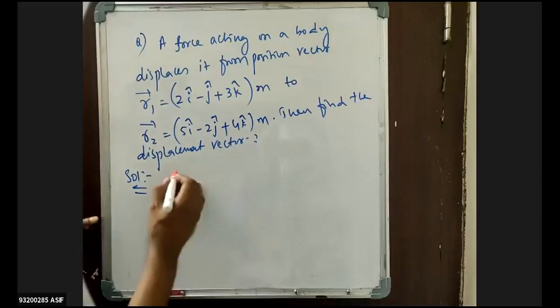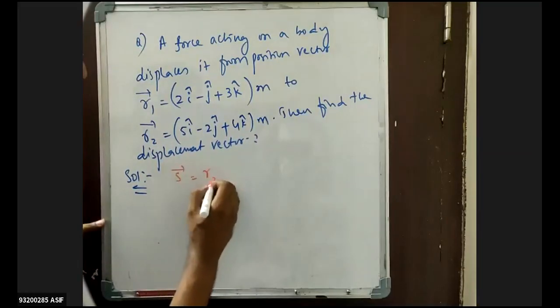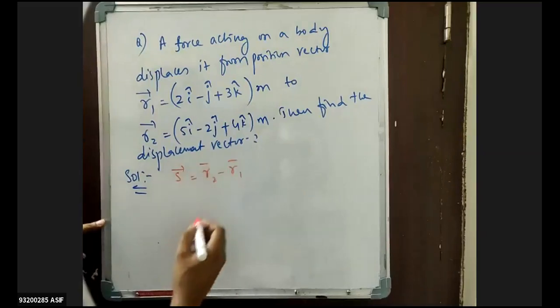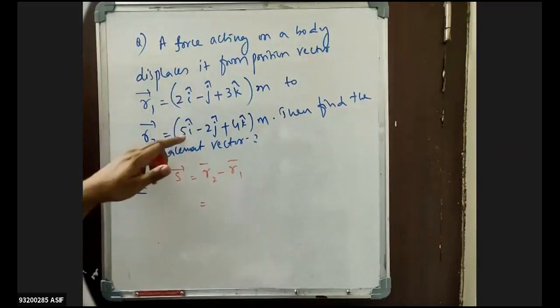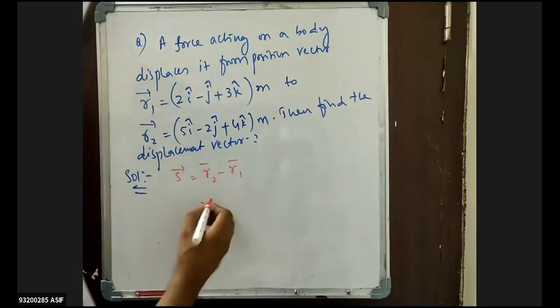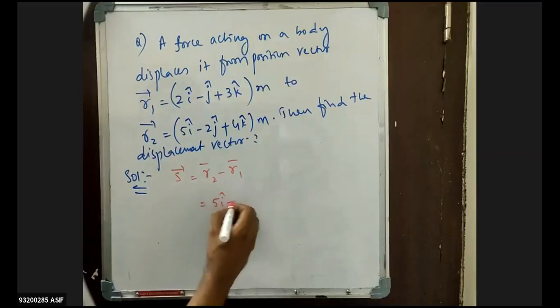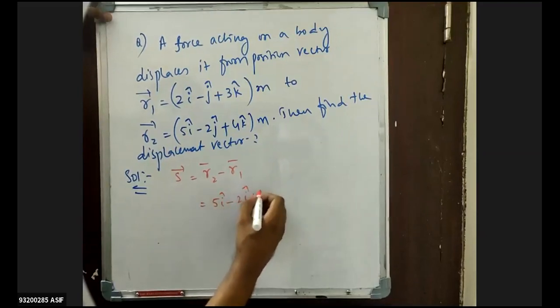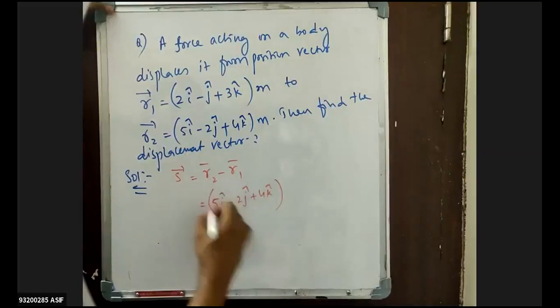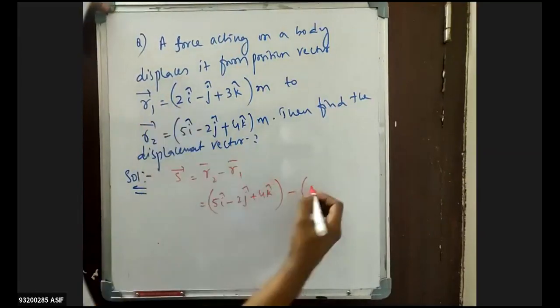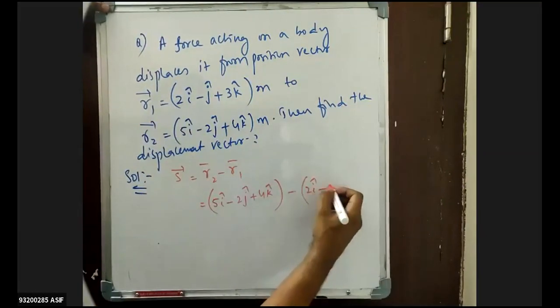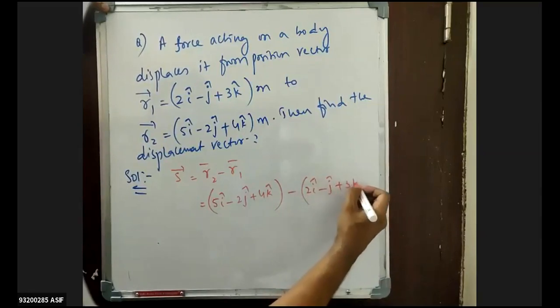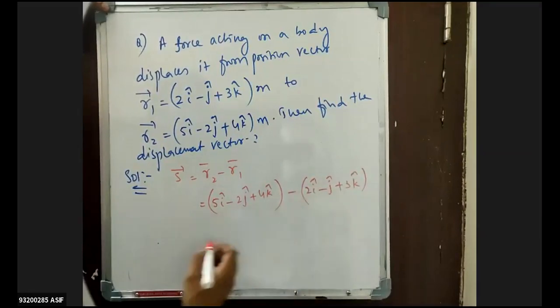Displacement vector directly, I just now told you, S is equal to R2 bar minus R1 bar. So R2 bar is nothing but 5i cap minus 2j cap plus 4k cap, minus R1 bar. R1 bar is nothing but 2i cap minus j cap plus 3k cap. 5i minus 2i.